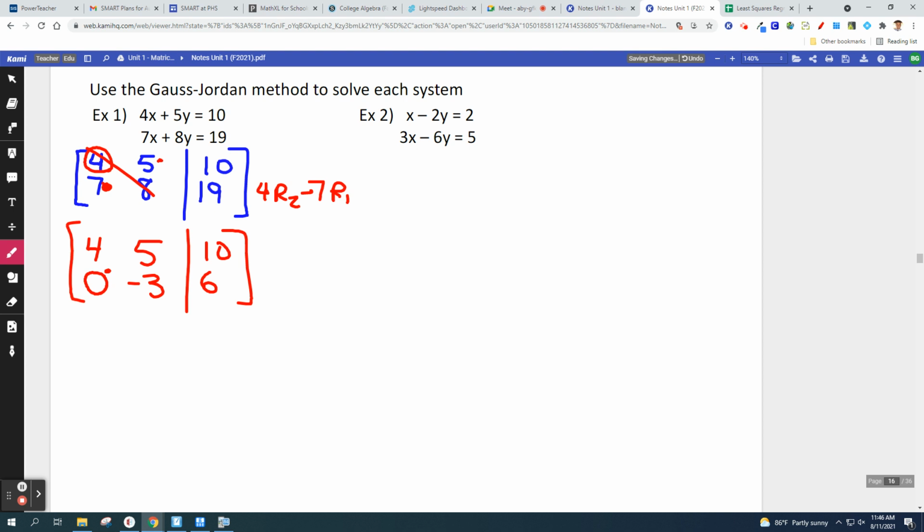And at this point, you're going to be tempted to go back and do Echelon method. Because can you tell me what y equals right now? That bottom row says negative 3y equals 6. And so with a little bit of arithmetic, you can see that y equals negative 2 right now. And so you're going to be tempted to say y equals negative 2 and then plug in that negative 2 to figure out what x is. But that's Echelon method. That's not Gauss Jordan method.